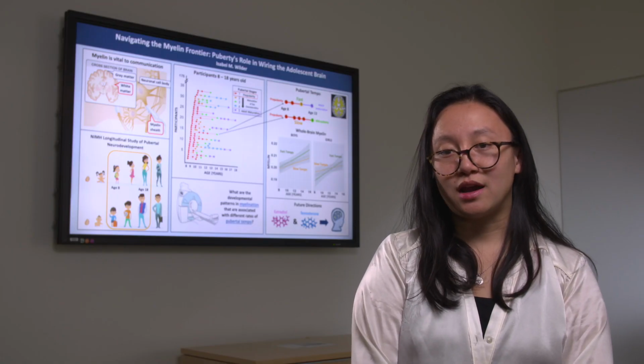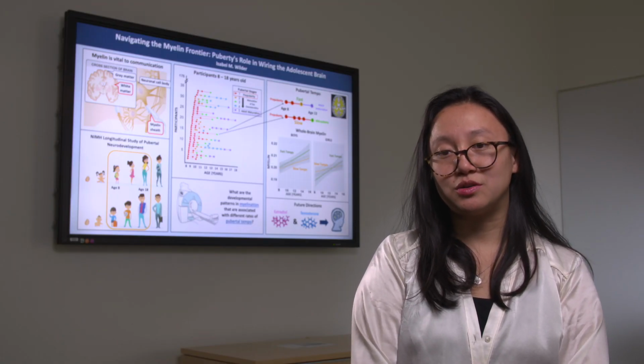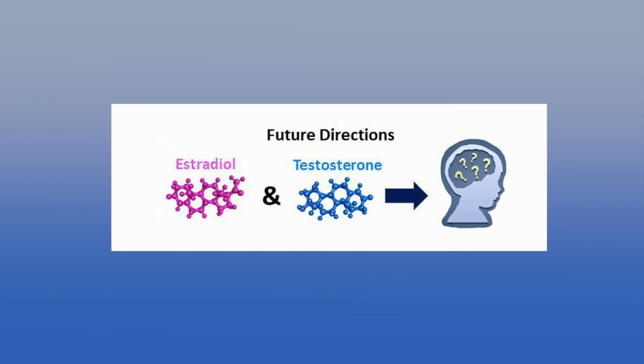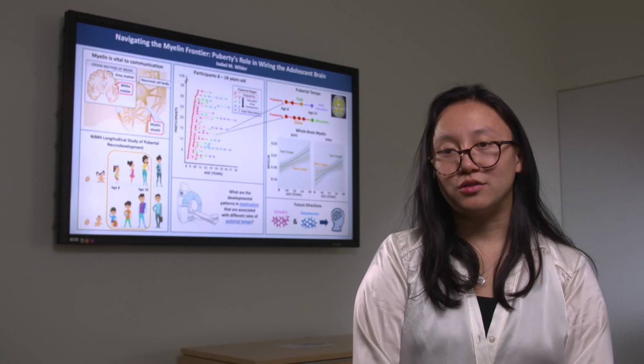And since puberty is a time associated with a substantial surge in hormone exposure, future directions using this same group of children will involve understanding the effects of sex hormones, such as estradiol and testosterone, and their joint impact on myelin development.